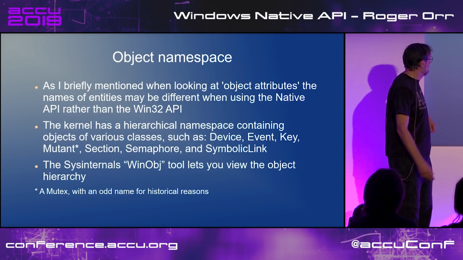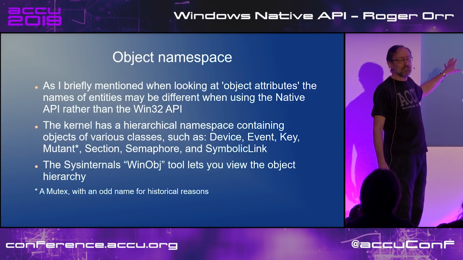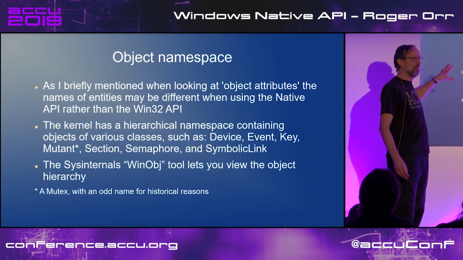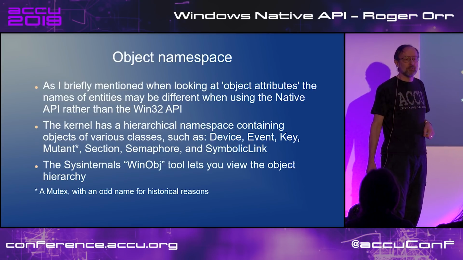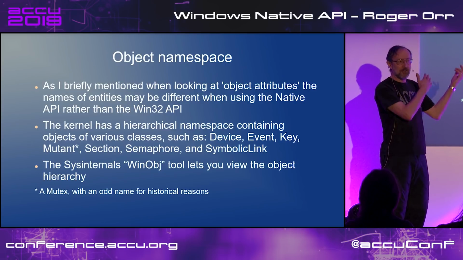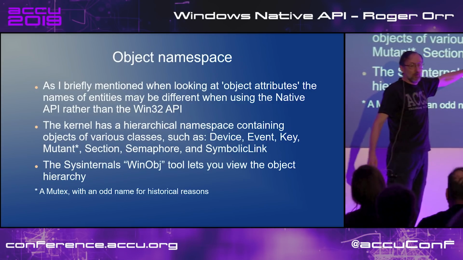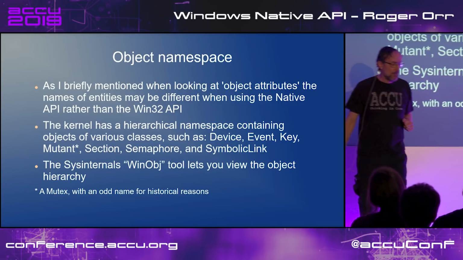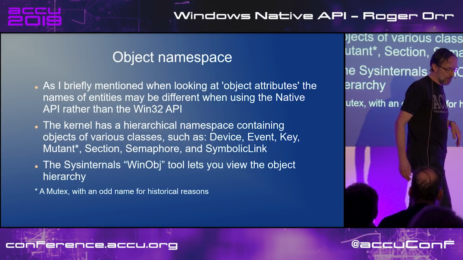because the person that was writing the code didn't like the way that mutexes had to behave in order to support, I think it was the OS2 subsystem. So he described it pejoratively as a mutant, and that went into the kernel namespace, even though in our user space it's mutex. Section, semaphore, symbolic link. Most of the time, most application programmers will not care about these.